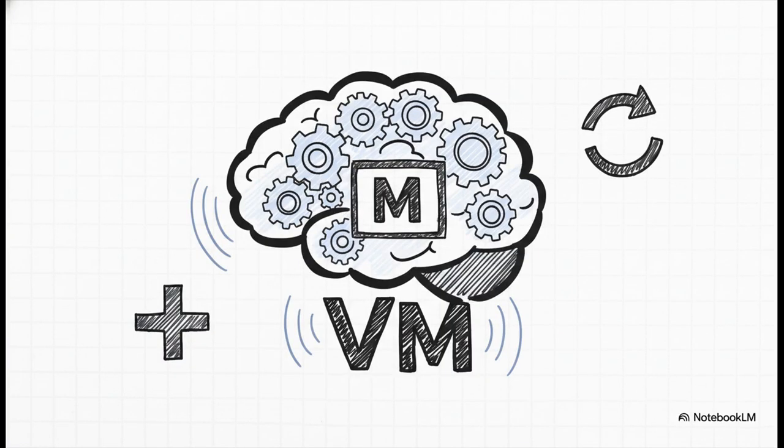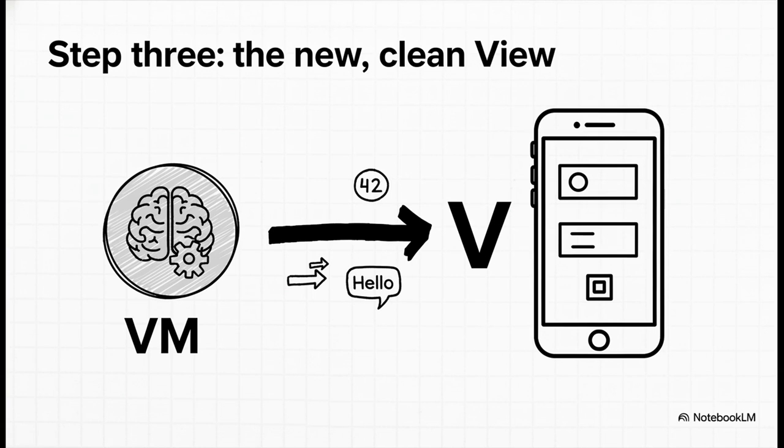Step 2 is where the real magic happens, the view model. This is where we take all that logic that was cluttering up our view and move it here. This new class now owns the model, and it contains all the rules, all the functions for changing the data. And see that @Observable keyword? That is a huge deal in modern SwiftUI. It's what lets our view automatically update whenever the data in here changes. It's awesome.